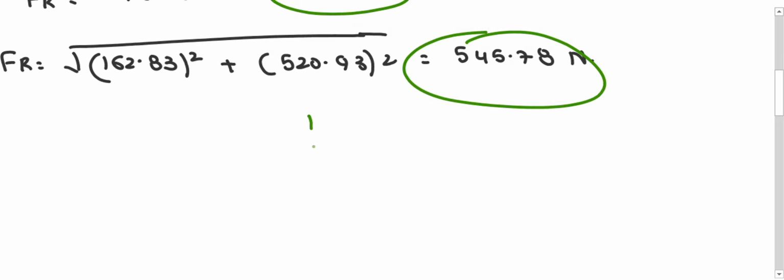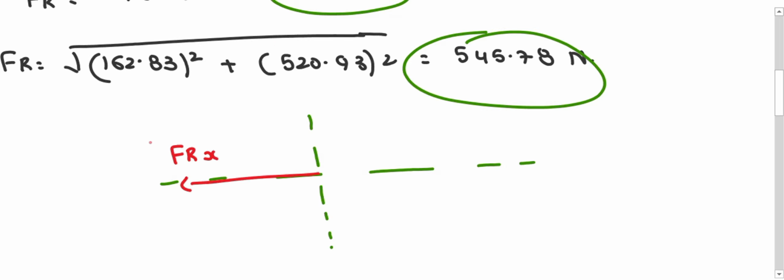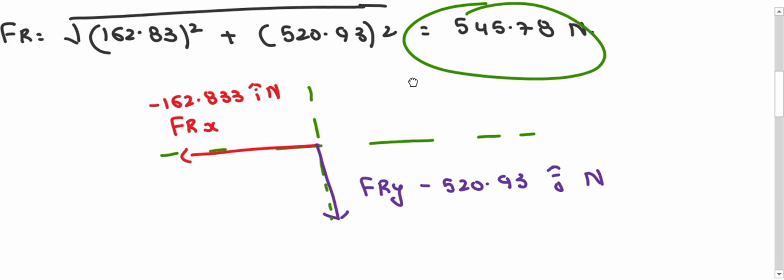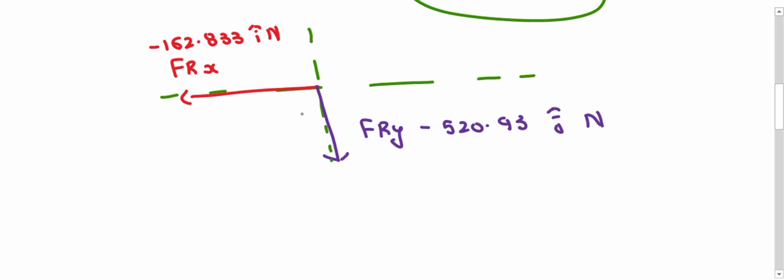So this is our vertical axis and this is our horizontal axis. This is the FRx, because the value of FRx is negative 162.833 i cap Newton, and this is our FRy, and the value of FRy is negative 520.93 j cap Newton. So the resultant vector of these two vectors is drawn like this. This is the resultant vector.